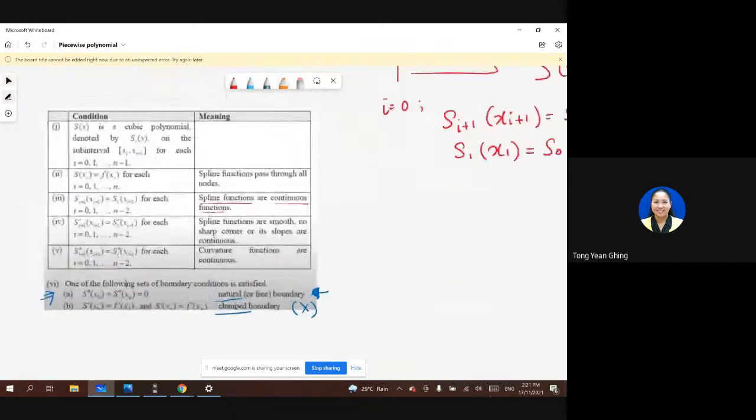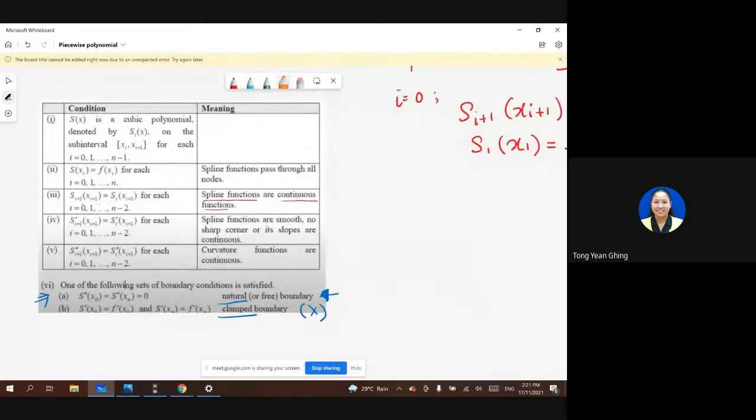And then continue. The fourth. Yang keempat. It says S prime (i+1) at x(i+1) has to be equal to S prime (i) at x(i+1) for each i equal to 0 until n minus 2. So this one you want to check whether the spline function is smooth or not. It has to be equal in order for the spline function to be smooth and not have any sharp corner. Or it means that the slope is continuous.